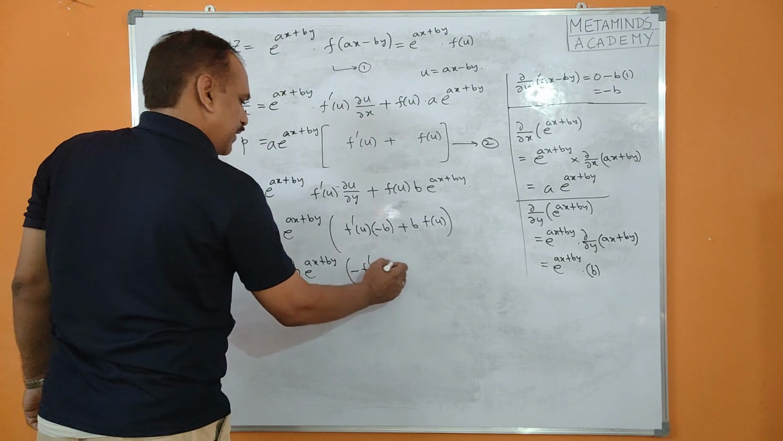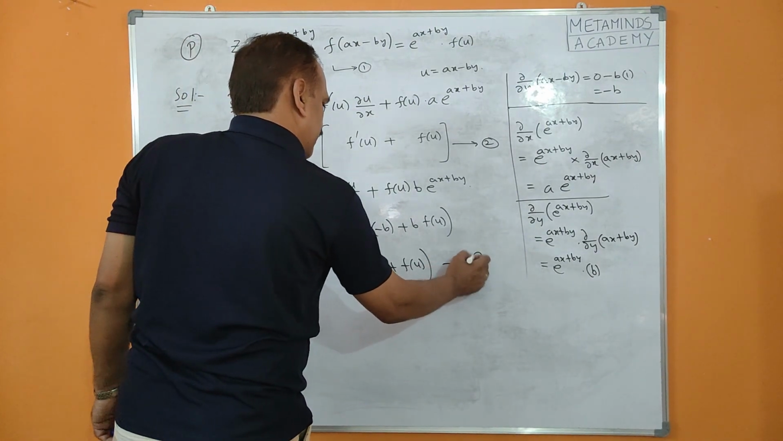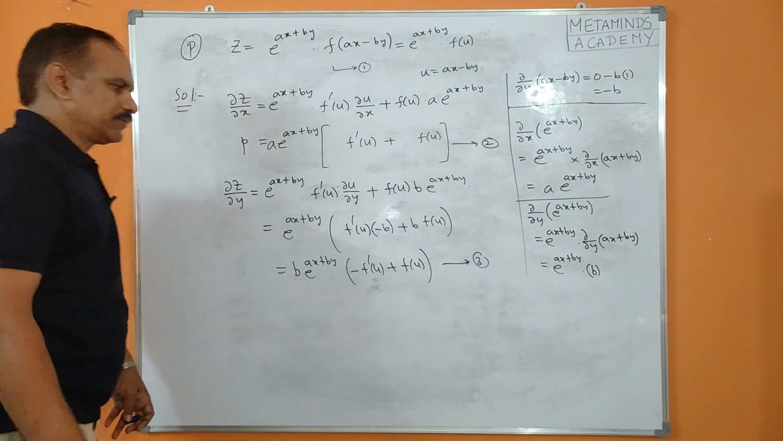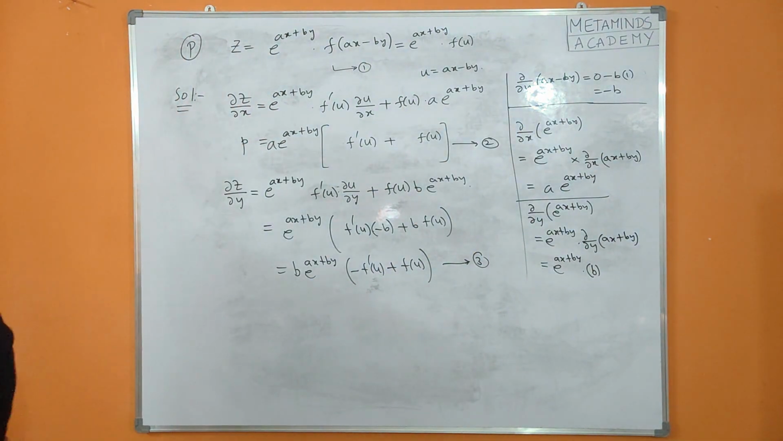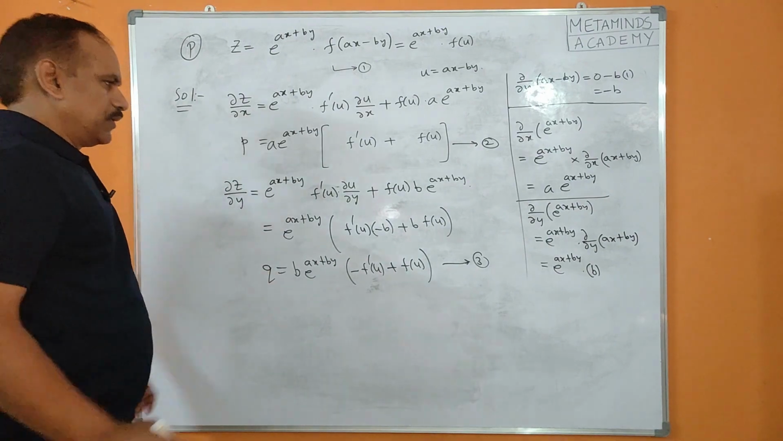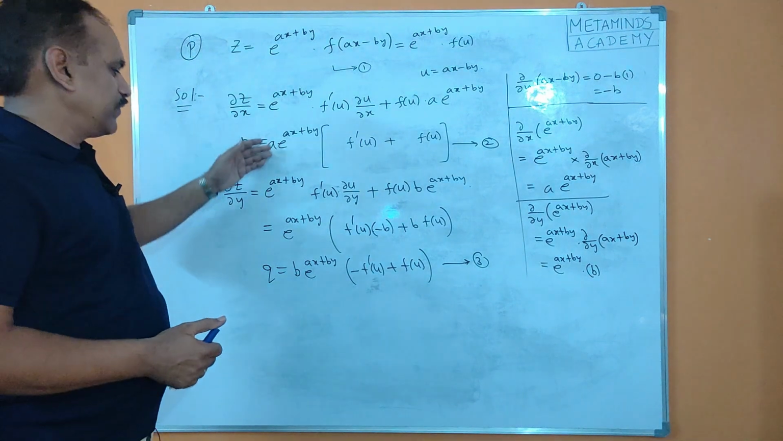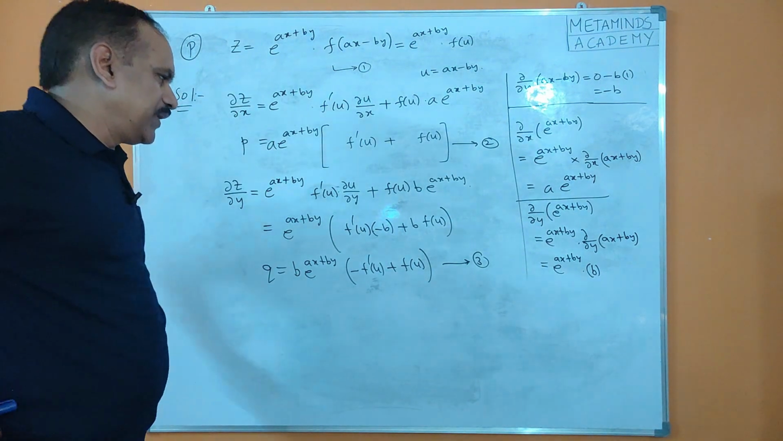minus f dash u plus f of u. Name it as equation 3. This is q. Now how to eliminate f from these three equations? That is very important.